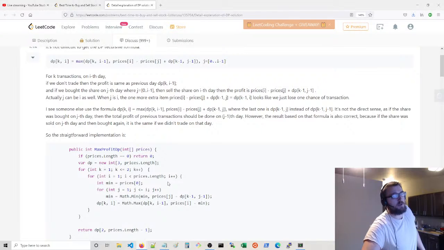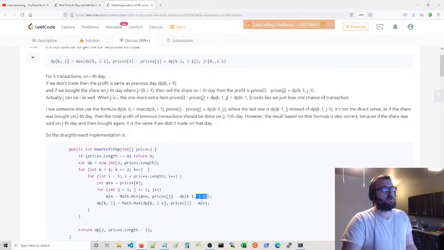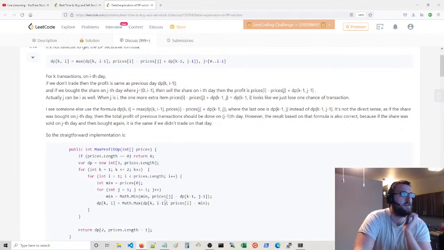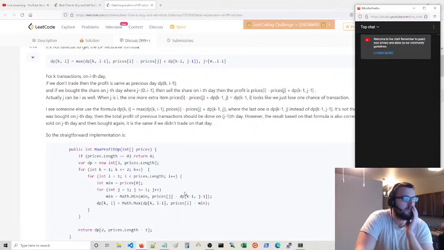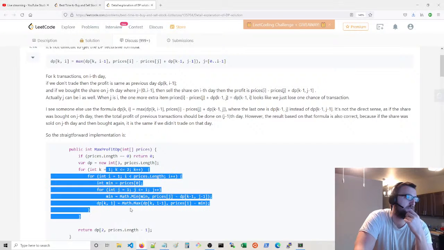And actually, we don't even care what the previous values for the second part are either. We don't really need to save dp of k minus 1, i minus 1, j minus 1. And what he's suggesting is that this part could be optimized out too.